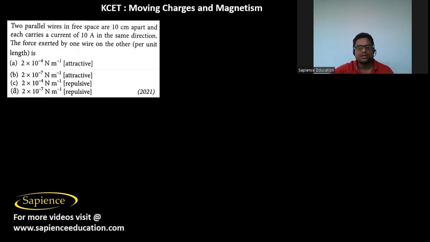Here it is told: two parallel wires in free space are 10 centimeter apart, and each carries a current I, which is 10 ampere, in the same direction. The force exerted by one wire on the other per unit length, how much will that be? Therefore the force will be, we know, IL cross B. ILB it will be.